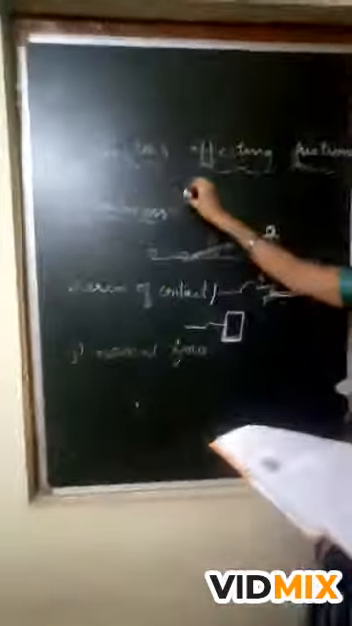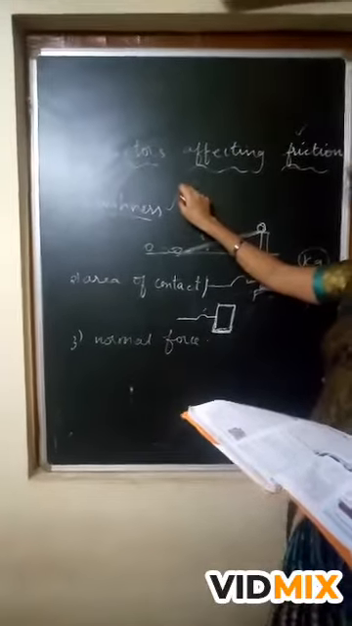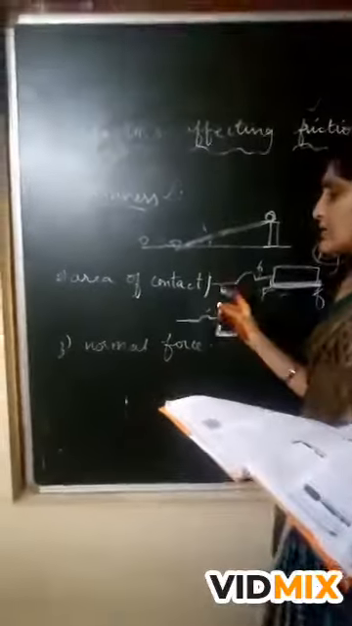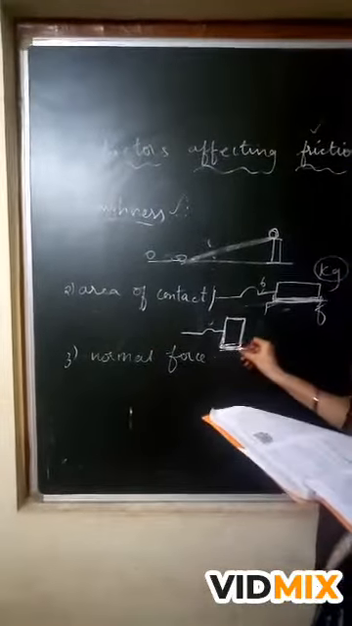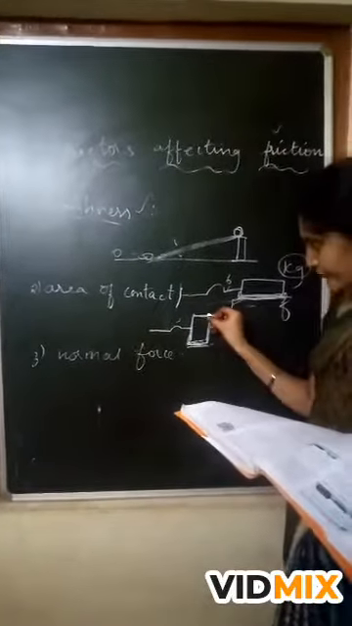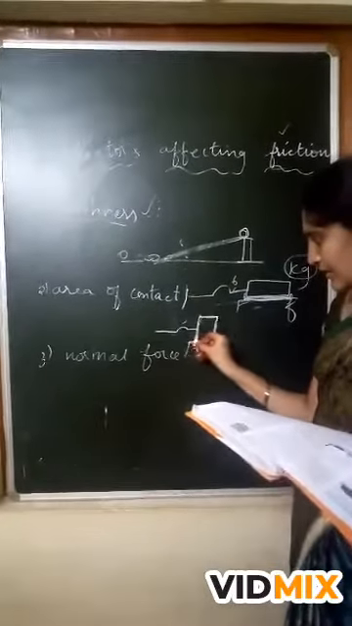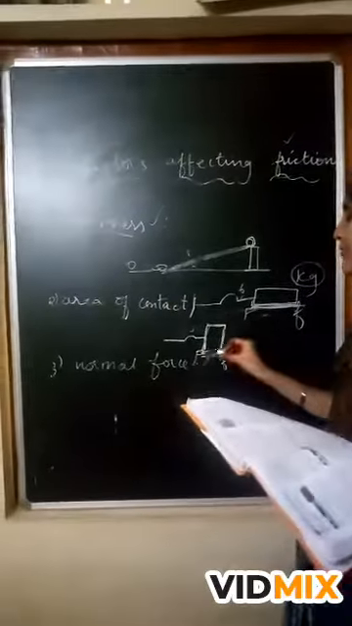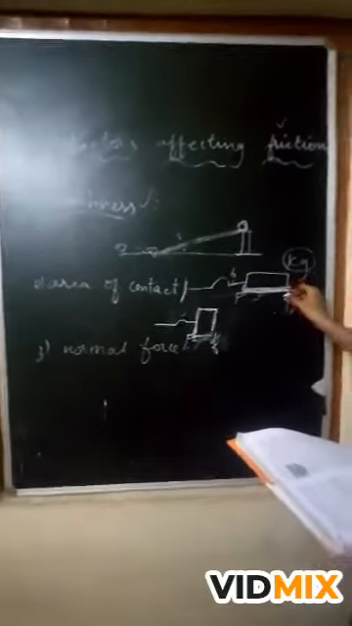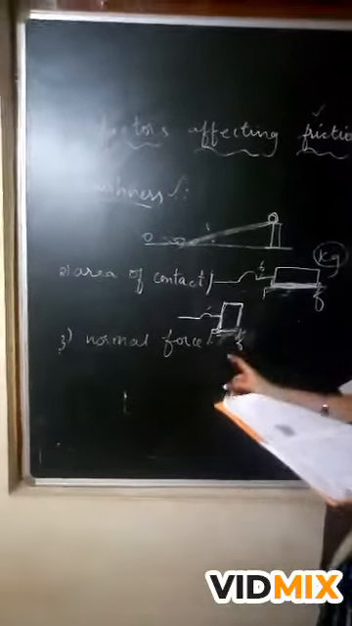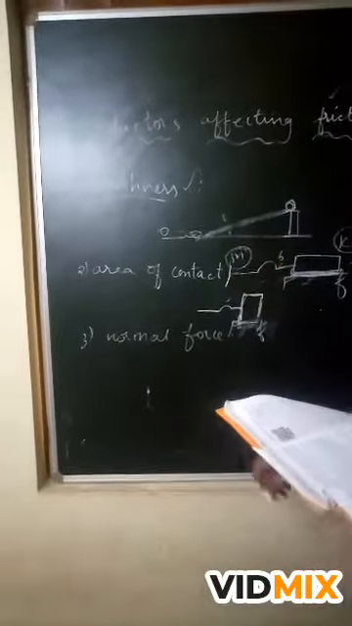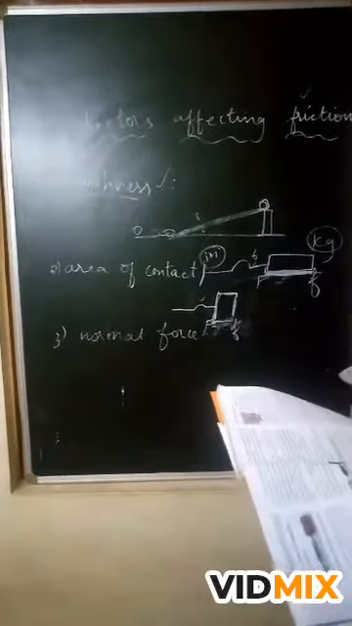So first one, roughness: if there is more roughness, the friction is more. Next, area of contact: whether it is in a horizontal direction or a vertical direction, the force will be the same. Only the area is different, but the friction does not depend upon area of contact. It is independent. Very important. The friction is independent of area of contact.